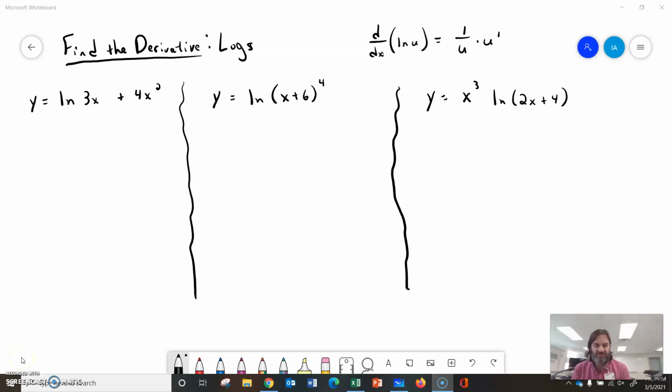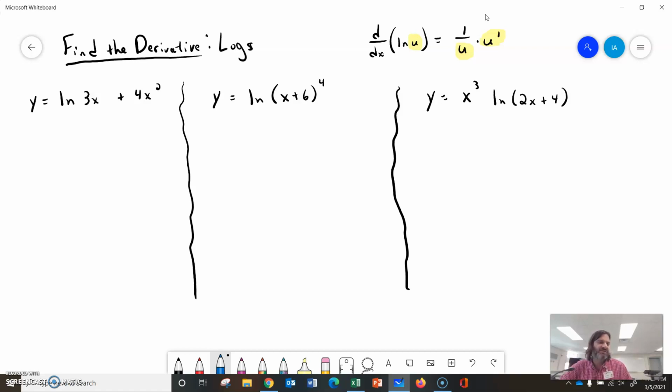Hey, we're going to find the derivatives of some logs, more specifically the natural log function. The derivative of the natural log of u is 1 over u, and then because of the chain rule, we'll tack on that u prime at the end. So we'll keep that in mind. We might have some other rules we're going to use here, but in general, that's the rule we're focused on.